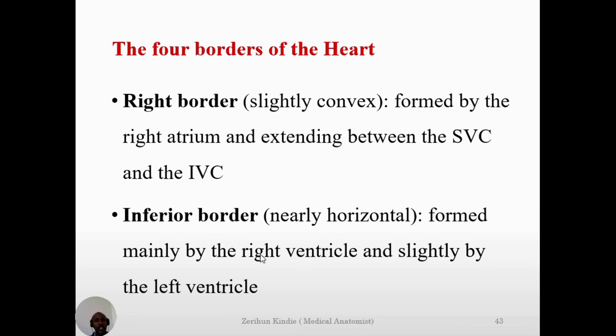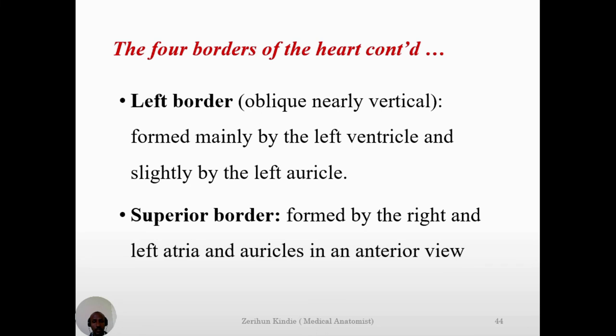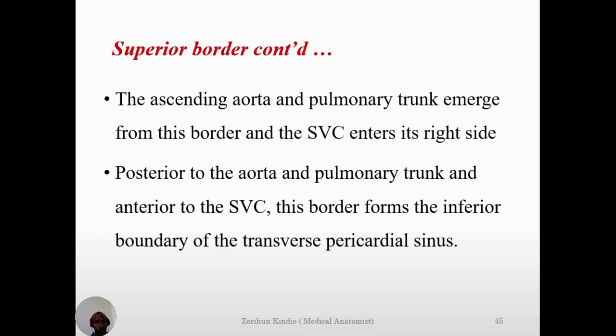The inferior border is formed mainly by the right ventricle, and slightly by the left ventricle. The left border is mainly formed by the left ventricle, and less so by the left auricle. The left auricle is a part of the left atrium. The superior border is formed by the right and left atria and auricles. So we should focus on which parts of the heart form which border and which surface, as well as the base and the apex.